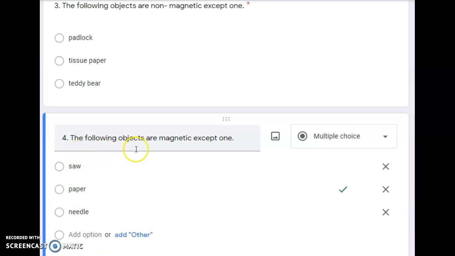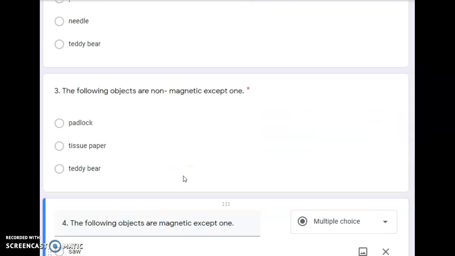So here, the following objects are magnetic except 1. So 2 of these words are magnetic except 1. You find out which one. Oh, I'm sorry, you can see the answer.